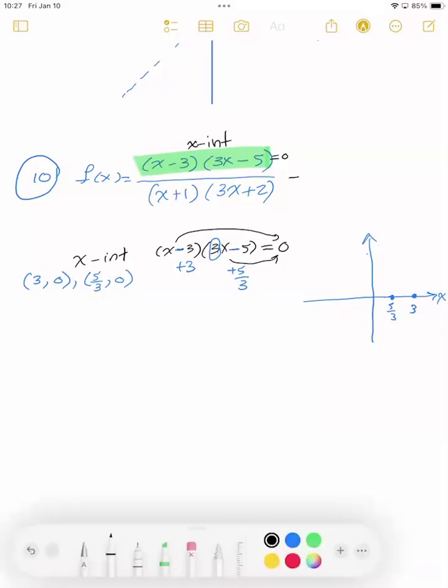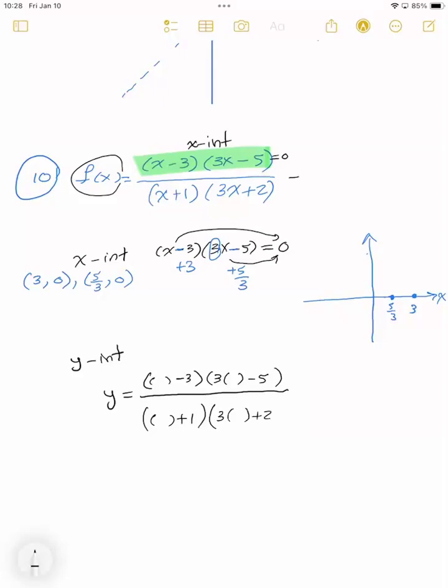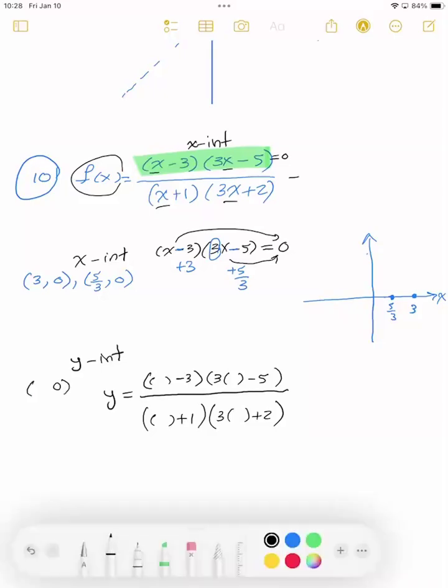Then let's find the y-intercept. To find the y-intercept, you're going to change all the x's to 0. So I call f of x y, and then I write my function. Only where I have x, I'm going to leave parentheses. Again, I have x plus 1, 3x plus 2. Do you see what I did? Every time there was an x, I put parentheses. Why? Because I want to find the y-intercept, and for the y-intercept, we are letting x equal to 0.